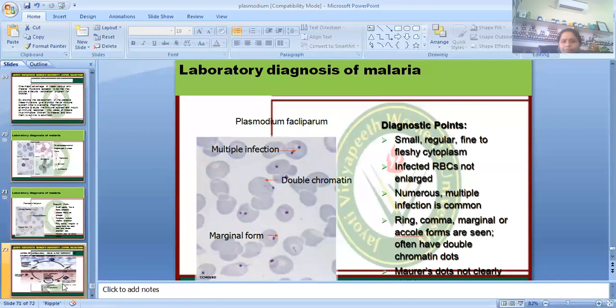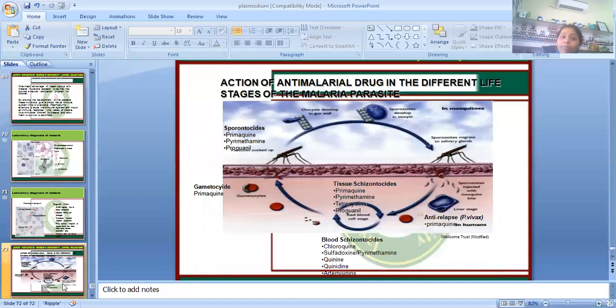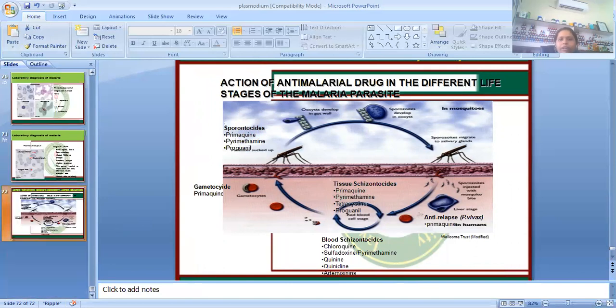So now, what is the prevention and what is the action of anti-malarial drugs in the different life stages of the malaria parasite? These are the drugs. You can see the gametocides, primaquine, sporonticides. These are the many. Chloroquine is the drug. Actually, chloroquine is an anti-malarial drug which is very effective for that. The course has to be given.